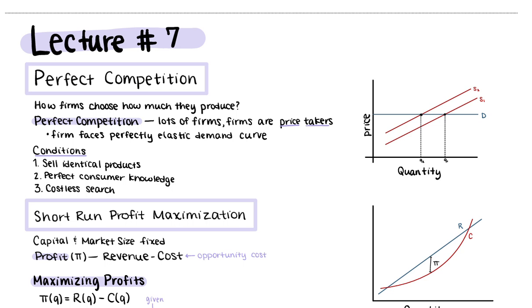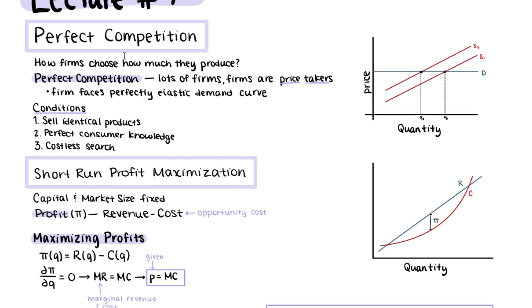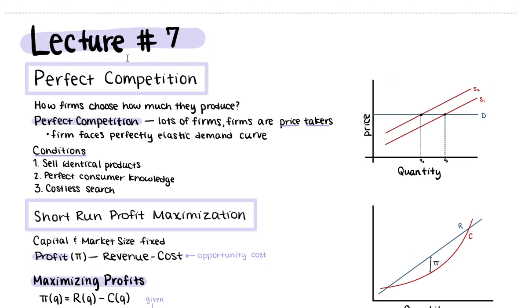So the next part, the extra seven, I'm going to talk about competition, and it's a perfect competition market, which we'll follow with monopoly and oligopoly. But first, I'm going to talk about perfect competition. In a perfect competition market, how do firms choose how much they produce?